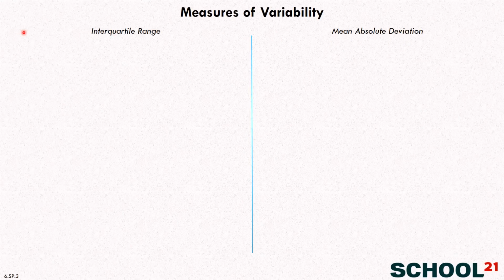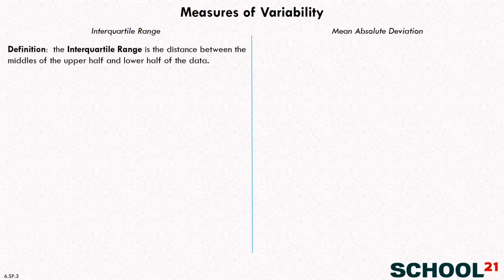So first, let's define interquartile range. The definition here: the interquartile range is the distance between the middles of the upper half and the lower half of the data. Okay, so we'll think about that as we look at an example here.